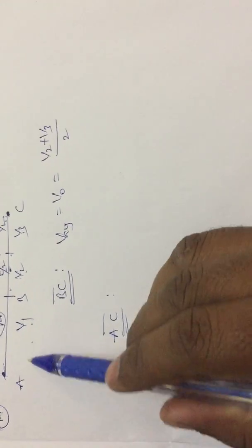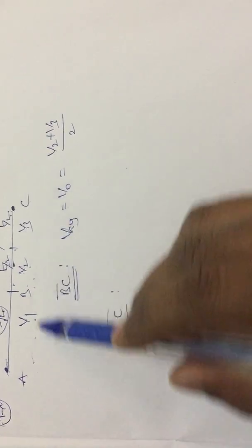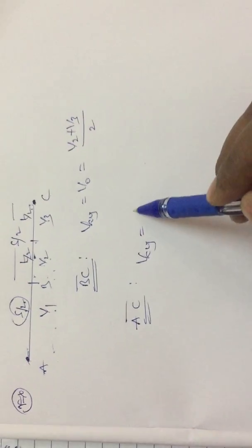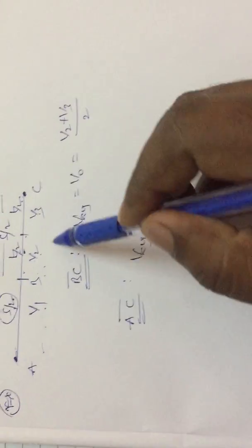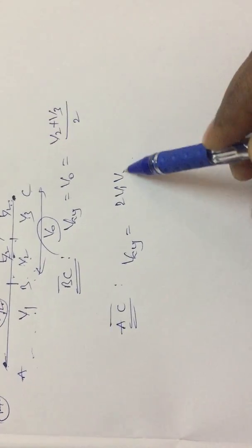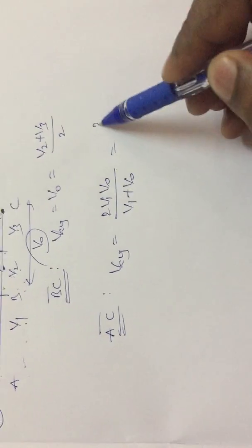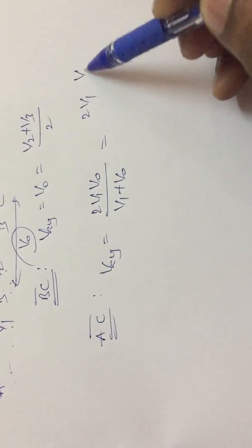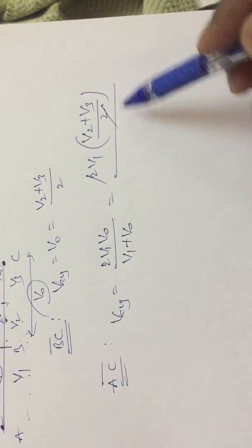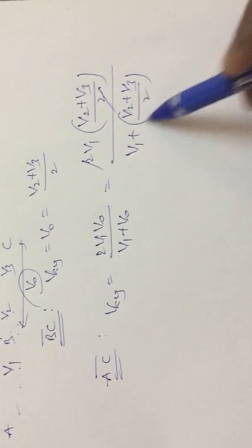If you are taking A to C, the A to B displacement is equal to the B to C distance. So what you can write here is the average speed for equal distances with two speeds. For B to C, what is the speed? V naught. So we write 2 V1 V naught by (V1 plus V naught). Now, what is the value of V naught? It is (V2 plus V3) by 2. The 2 gets cancelled, and we can write V1 times (V2 plus V3) by 2 over V1 plus (V2 plus V3) by 2.